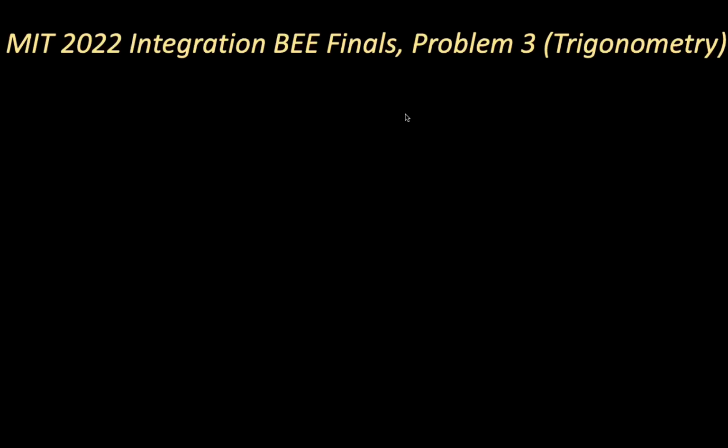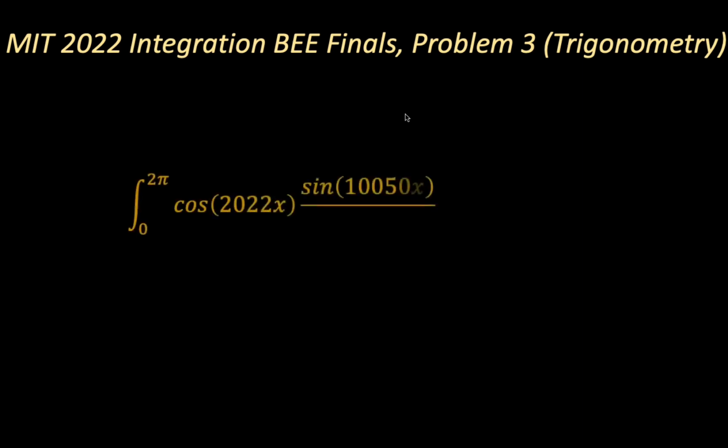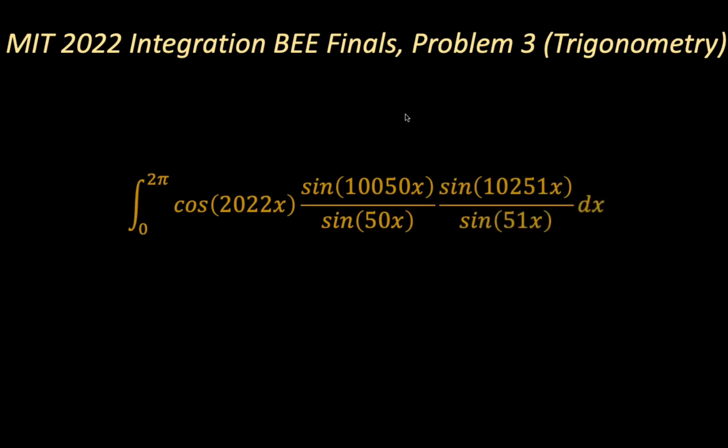So today we are back to the year 2022 of the MIT Integration B finals. We move forward to problem 3, still on the topic of trigonometry. Our problem today is the integral of cosine 2022x times sine 10,050x over sine 50x times sine 10,251x over sine 51x, integrating from 0 to 2 pi.